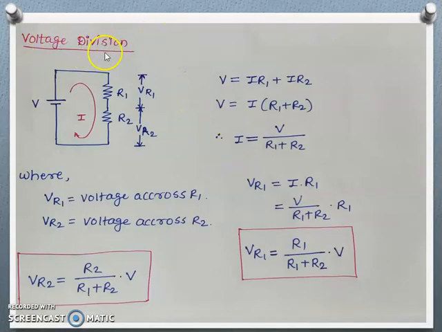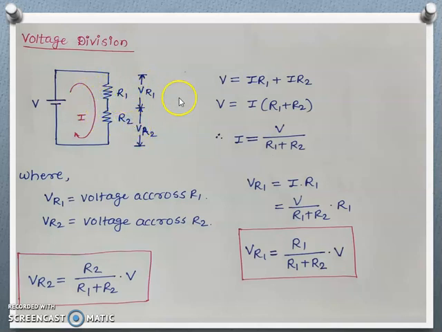First, we will see the voltage division rule. This is the given circuit. Voltage V is there, and resistances R1 and R2 are connected in series across a voltage supply V. This capital I is the total current flowing through the circuit. VR1 is the voltage across R1 and VR2 is the voltage across R2.